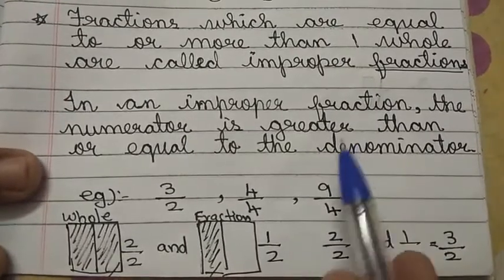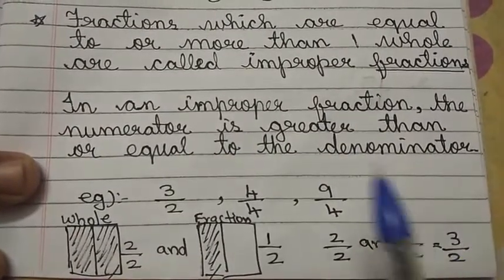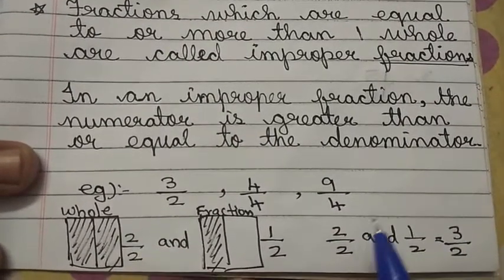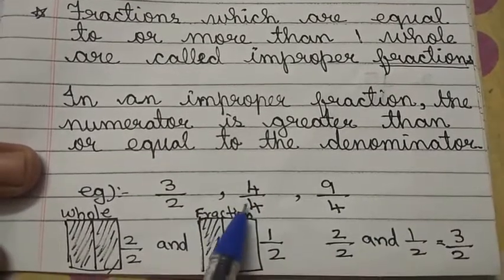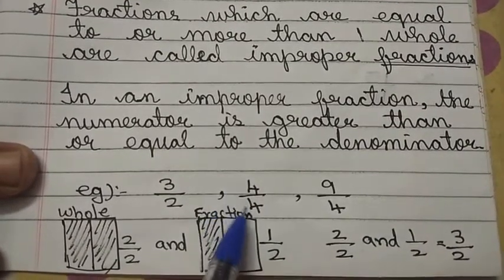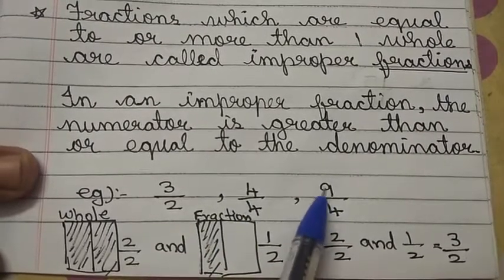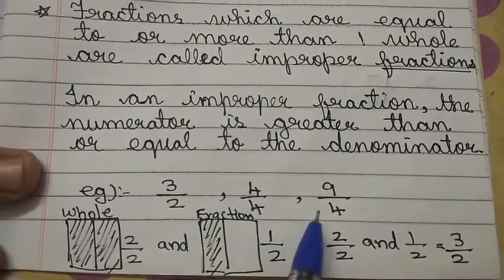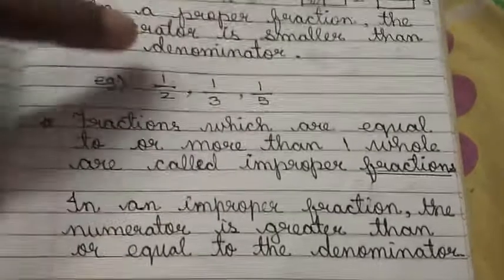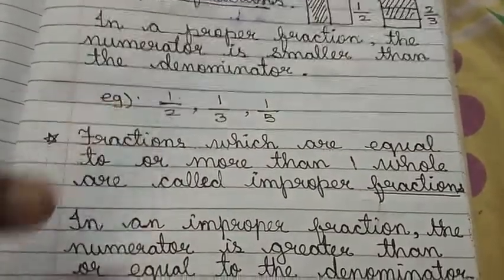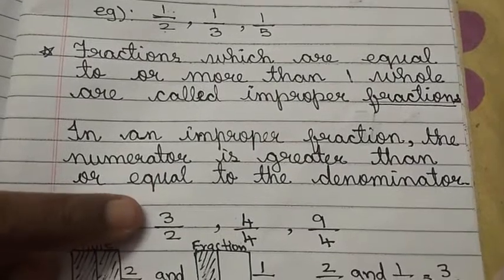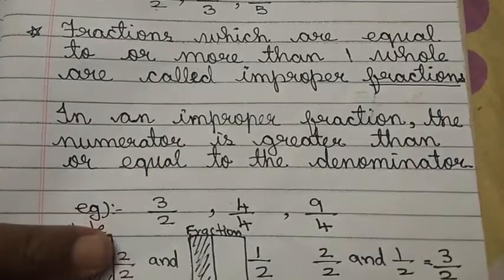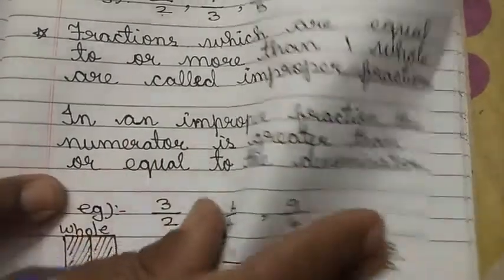Now in an improper fraction, the numerator will be greater than the denominator, or it will be equal to the denominator. Equal means what? Like this, 4 by 4. Understood children? Once 4 by 4 will come, otherwise 9 by 4. The numerator can be divided by the denominator. Okay children, this is called an improper fraction. In a proper fraction the numerator will be lesser than the denominator, and in an improper fraction the numerator will be greater than the denominator, or equal to the denominator. Understood children? Now we'll see some sums.